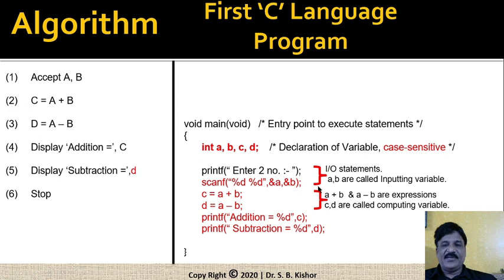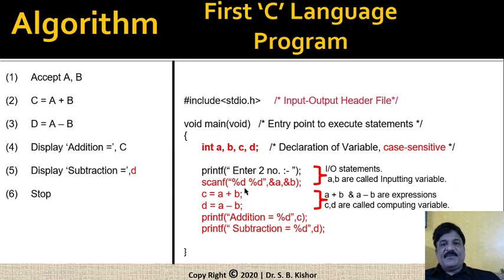And here A and B are called inputting variables. Here A plus B and A minus B are basically expressions, while C and D are referred to as computing variables. Now the question arises, what are printf and scanf? Basically we have seen they are IO statements. Now where have these functions been written? These functions have already been written in a header file called the standard input output header file. So the meaning of these two statements has already been written in this particular header file. Now when you are executing the program, always make sure to clear your screen.